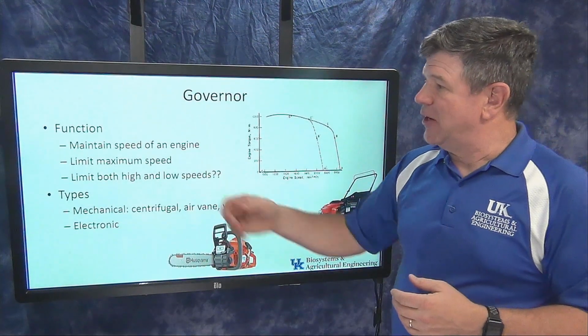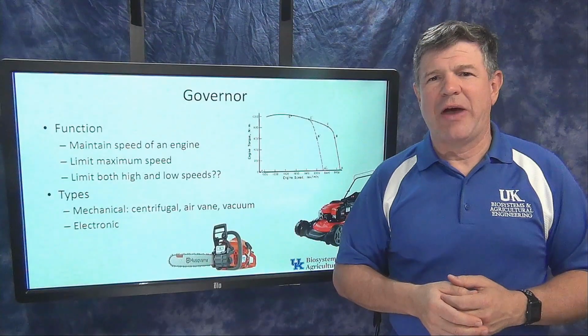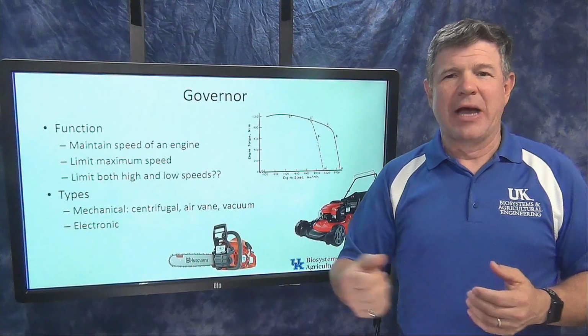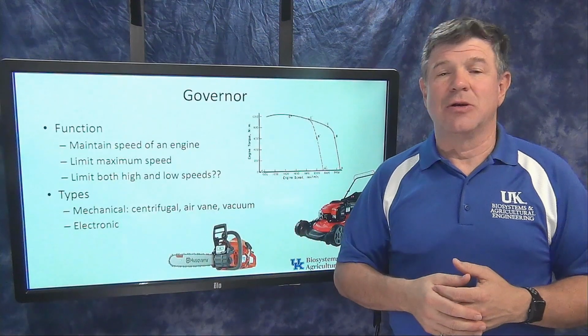The second function of a governor is that it limits the maximum speed. And this is kind of by default. So if I have a maximum speed that I can set that engine to, the governor is not going to let that engine go above that speed.